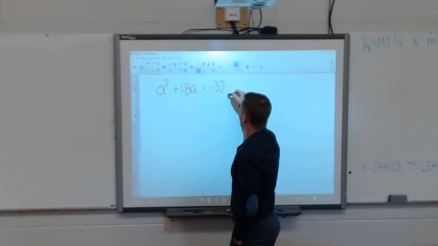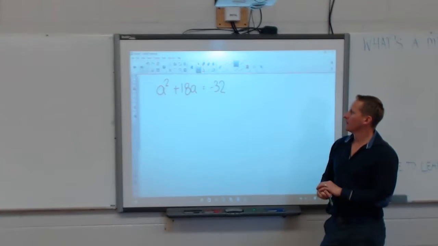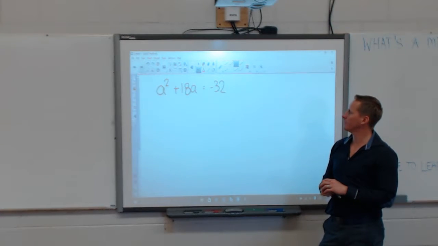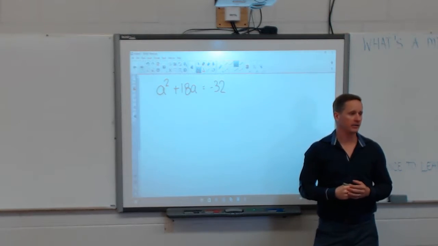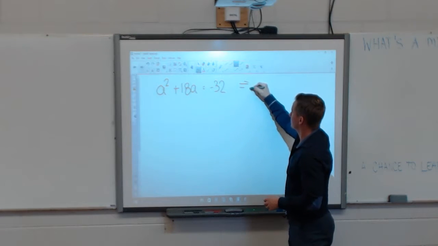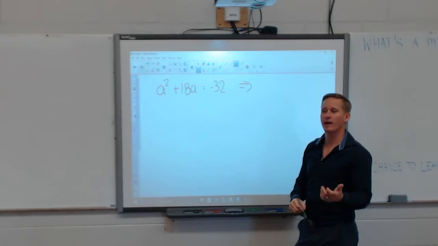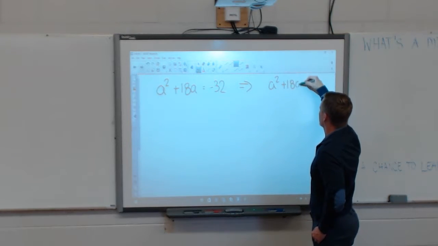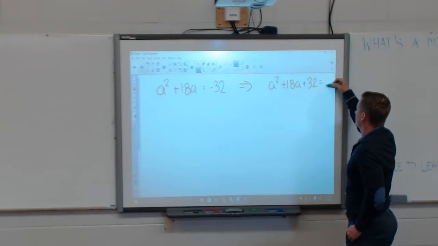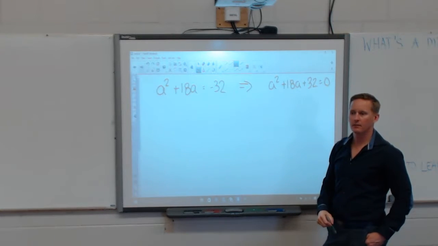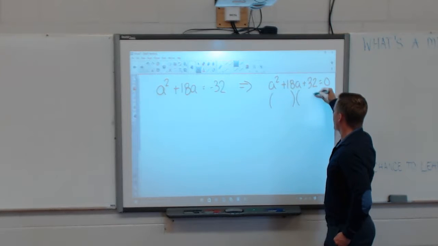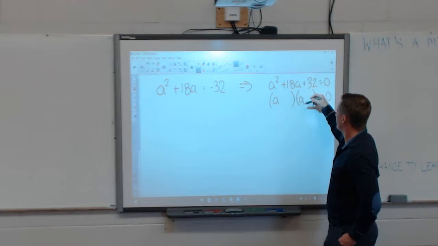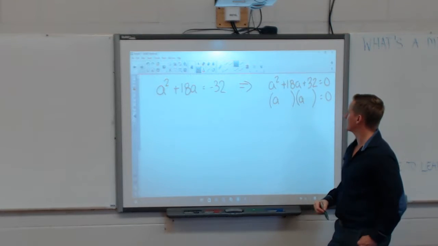That's 32. Okay, so here's what happens here. I can't factor it like this. All right? Well, I could actually. So just to show you what we did yesterday, the easiest way to do this is to factor it. Make it all equal to 0. And factor it, right? So what are the factors of a squared? a and a. What are the factors of 32 that add to give me 18?